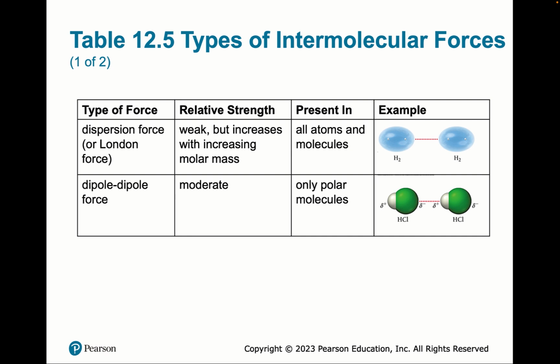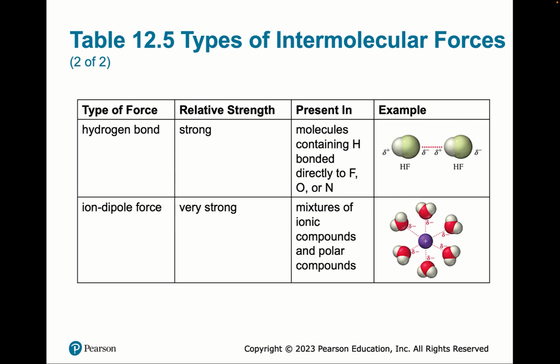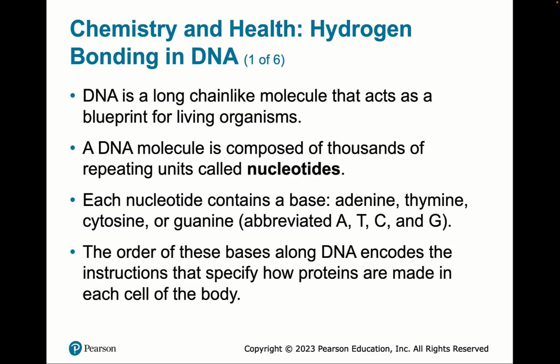So let's take a look at the relative strength. The weakest are the London dispersion forces. Next are dipole-dipole. Relatively strong are hydrogen bonds, and that's only when hydrogen is directly bonded to fluorine, oxygen, or nitrogen. It's not that there's just hydrogen with fluorine, oxygen, and nitrogen in the molecule. The hydrogen has to be directly attached to one of those. And then the ion-dipole, this is very strong, and this is when you have things dissolved in liquids like water. So let's talk about how this works for an application.